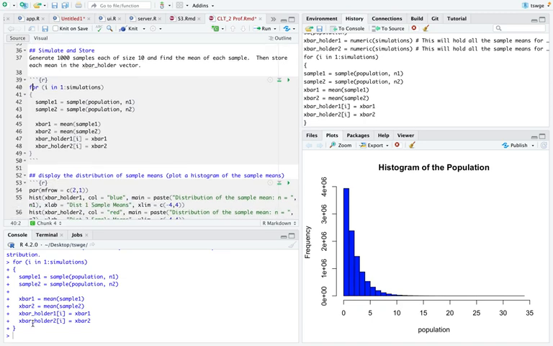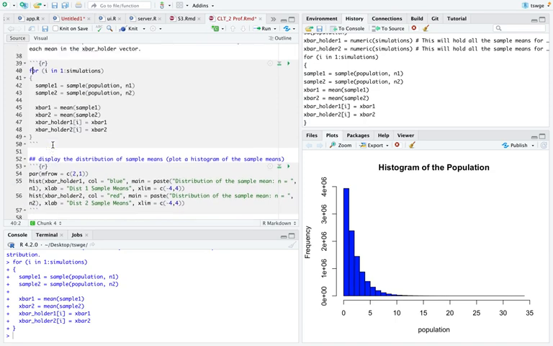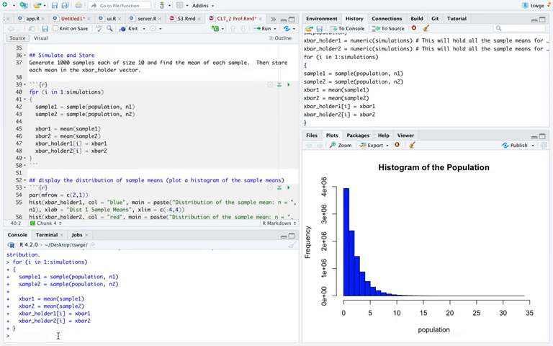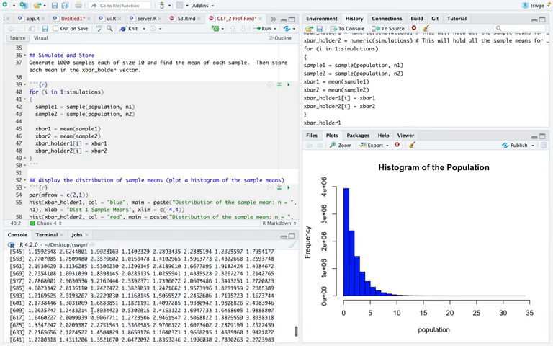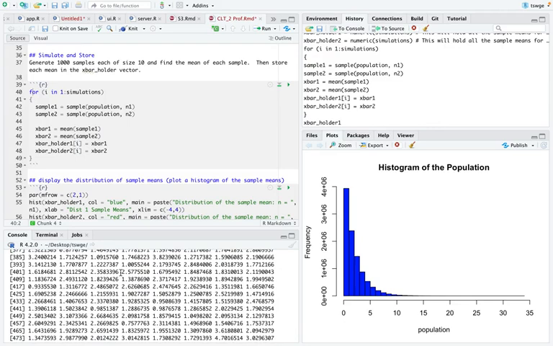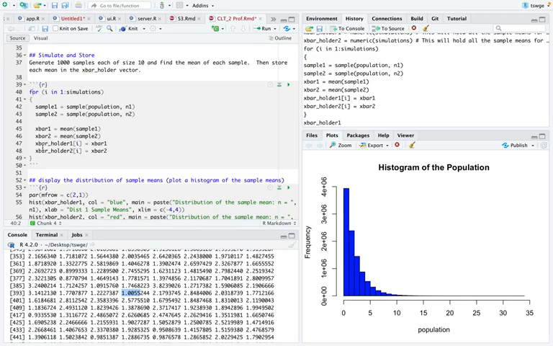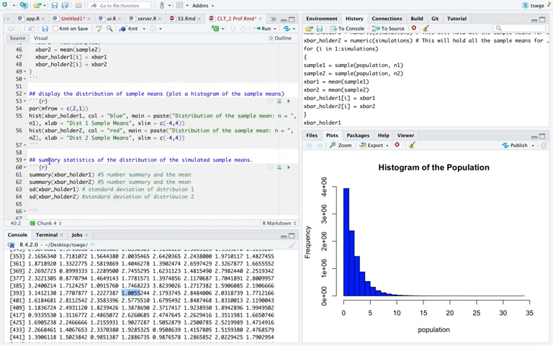So it's finished here. Now at the end of the day, just to show it, if I was to do x bar holder 1, then there would be my 1,000 sample means. We know that the true mean is 2. We see some get way above 2, some are below 2. So we want to know what the distribution of those 1,000 sample means looks like, and that's why we have a nice little thing called the histogram here. And we'll do that.